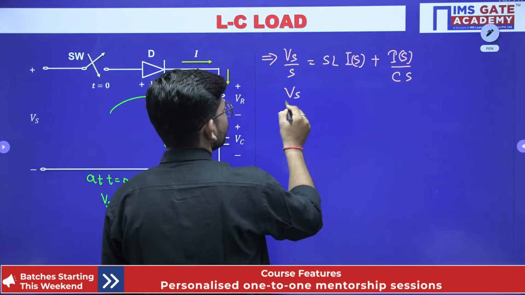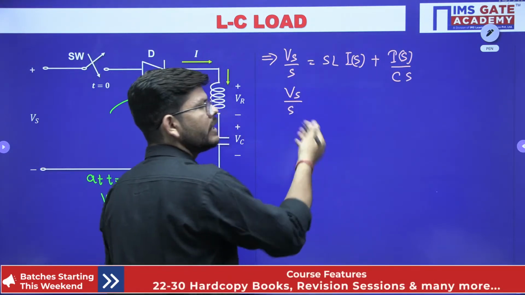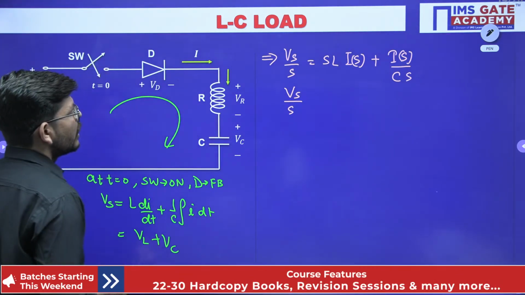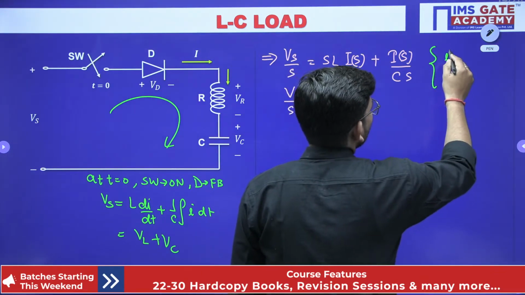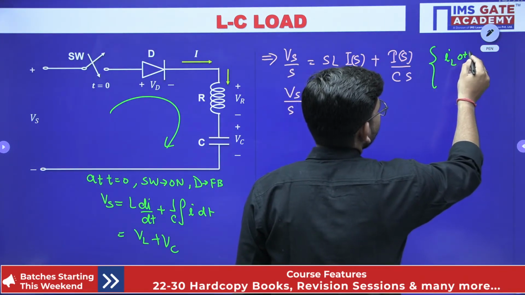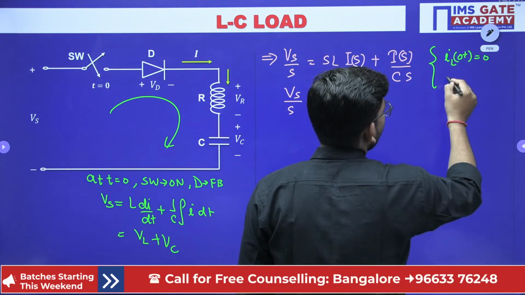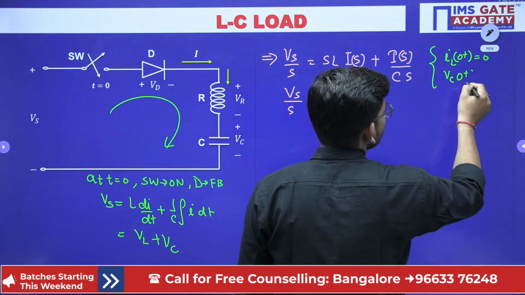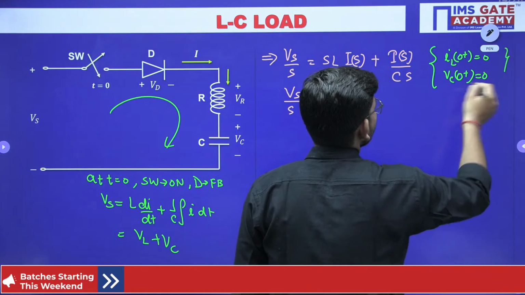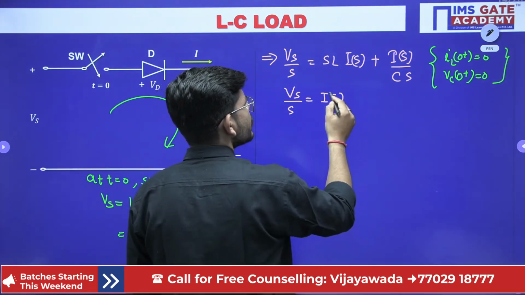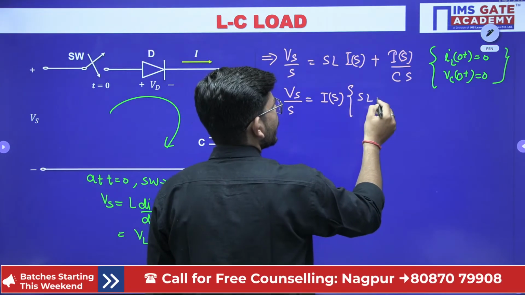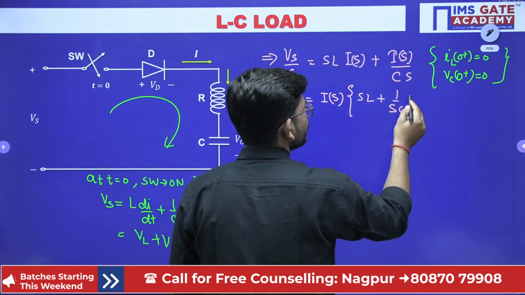This we have seen in RL and RC circuits, so I can apply this condition directly because there is no initial inductor current and no initial capacitor voltage. So we can directly write this equation right now. We have practiced that much. So we are going to get SL plus 1 by SC here.